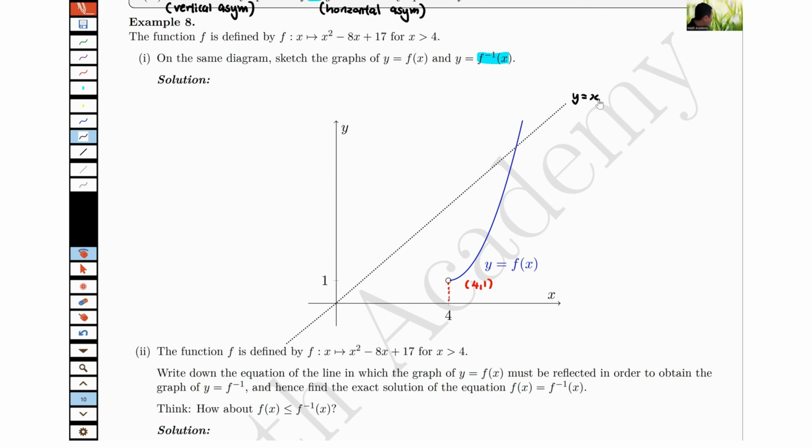We should plan for our coordinates nicely. You know that when you have (4, 1) on f, the inverse function will have (1, 4). So to get the coordinate nicely, let me just connect up. This is the value 1 for the y. Do we know where is x value 1? When it touches your line y equals x, it must be x value 1.